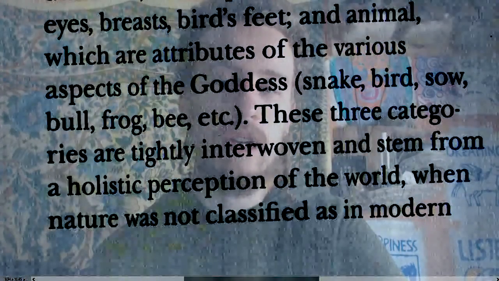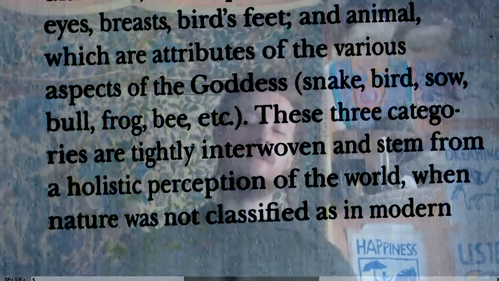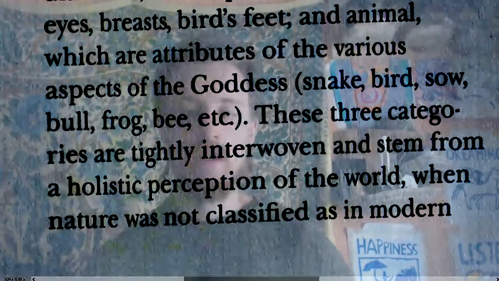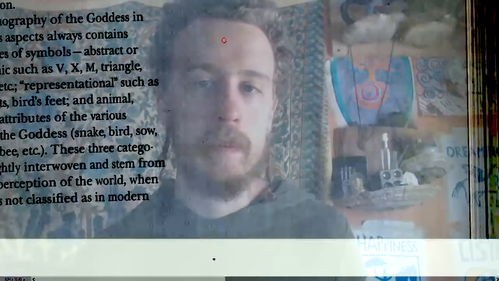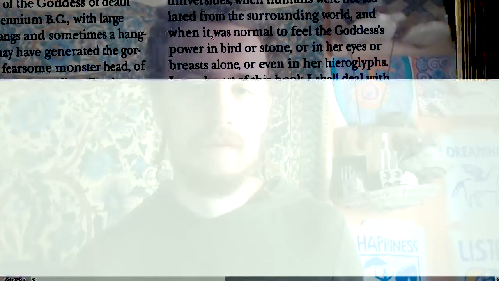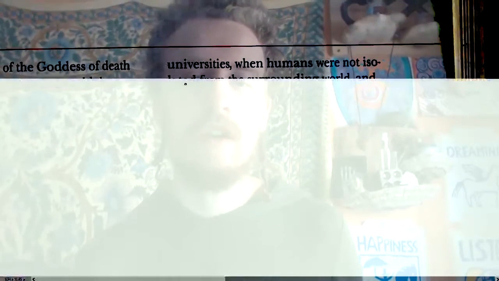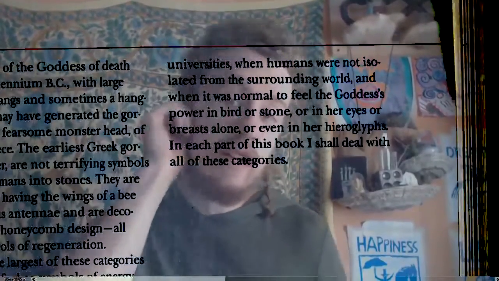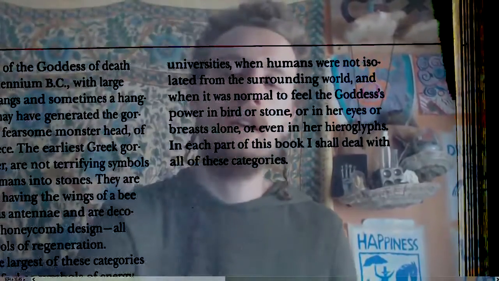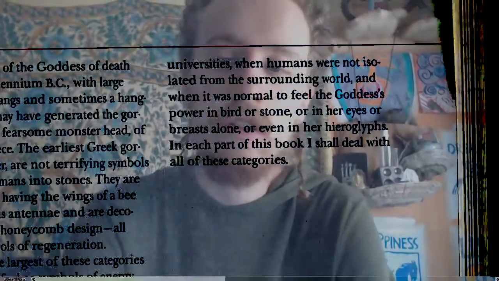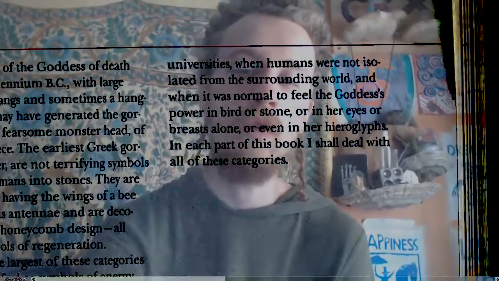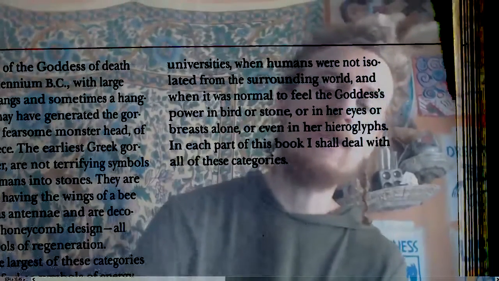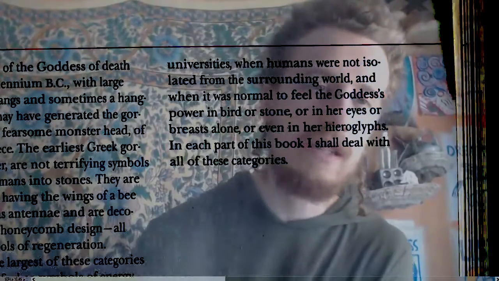These three categories are tightly interwoven and stem from a holistic perception of the world, when nature was not classified as in modern universities, when humans were not isolated from the surrounding world, and when it was normal to feel the goddess's power in bird or stone, or in her eyes or breasts alone, or even in her hieroglyphs. In each part of this book, I shall deal with all of these categories.